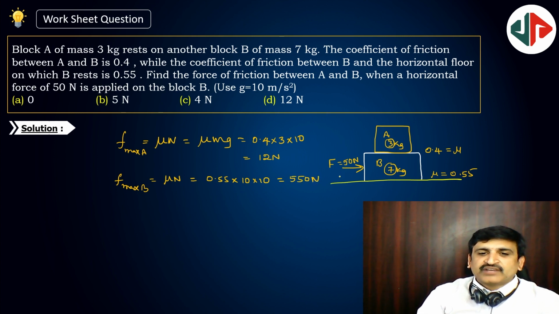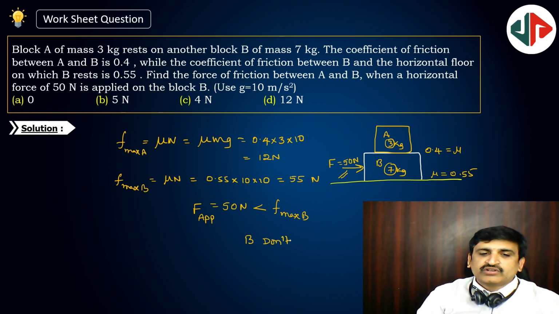The applied force is 50 Newtons. 55, yes, not 550. So here the applied force is 50 Newtons, which is lesser than F maximum force on B. So B does not move.